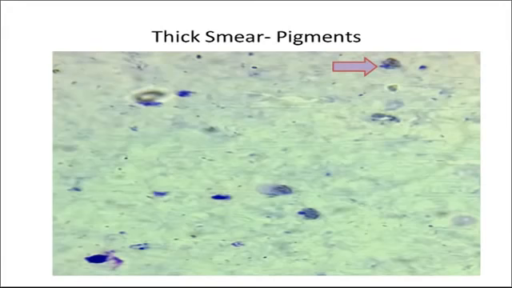Anyway, coming to this slide, what you see in this slide is a brownish pigment. That is actually the malarial pigment, also known as hemozoin. It is actually a pigment produced due to the destruction and digestion of RBC products by the malarial parasite.